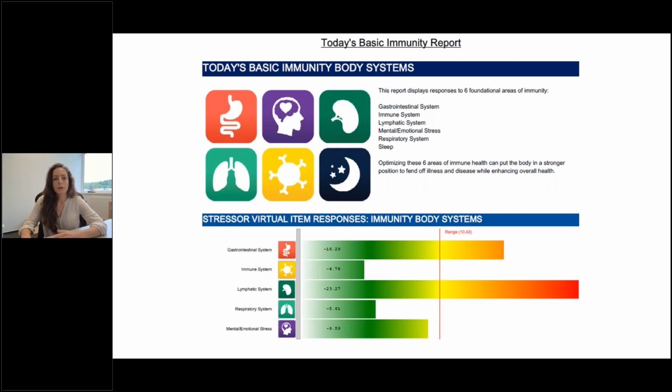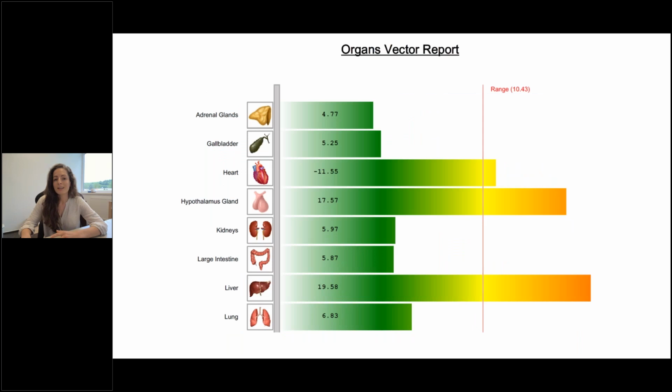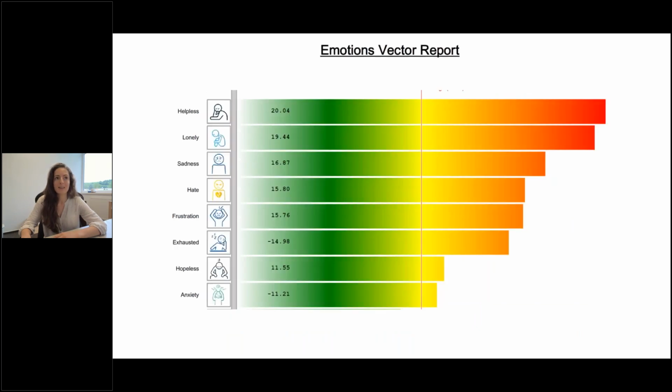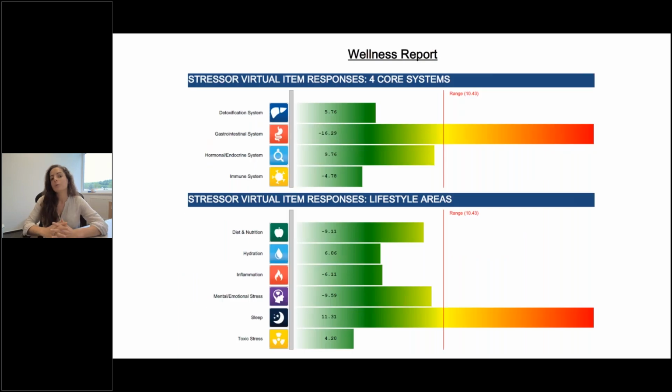You can, for example, work with the immunity report. You can work with the organs report. You can work with the emotions report. There are about 13 different reports. I think it's exactly 13 reports. But the most popular one, and from what I know from my clients, the one they use the most, is the wellness report. But you can use all of them after each scan. They are all available to you right there in the software.